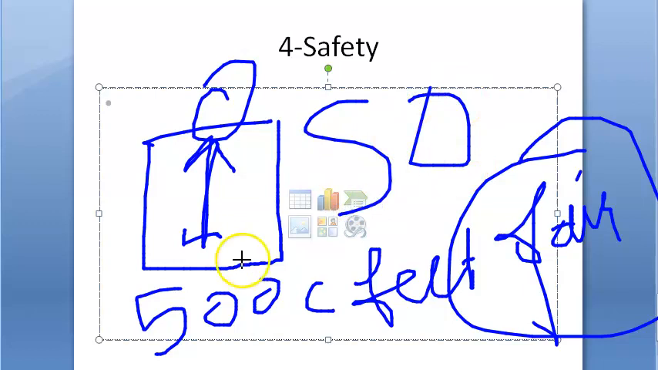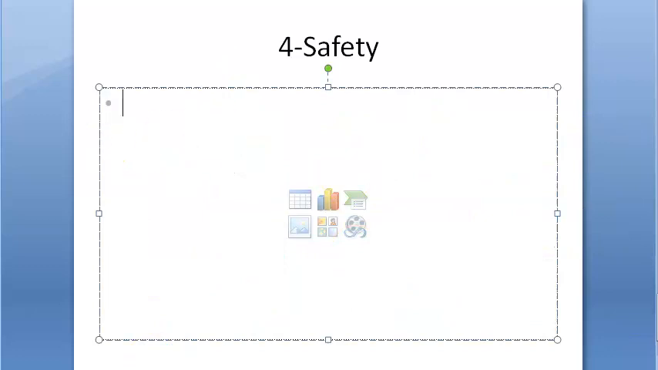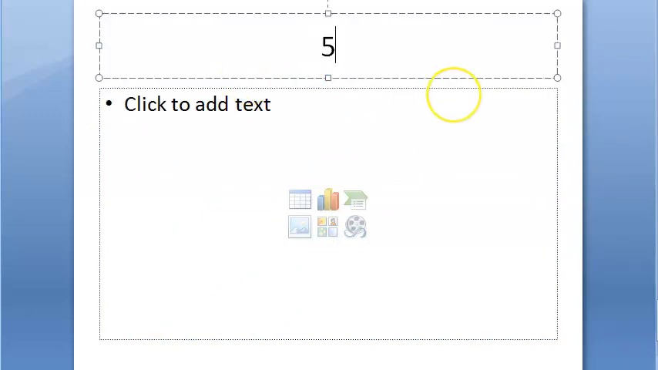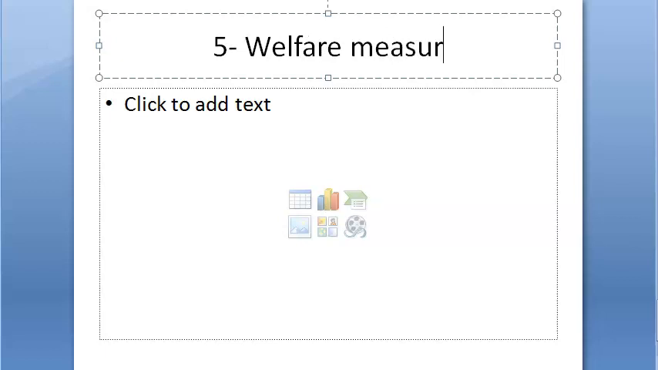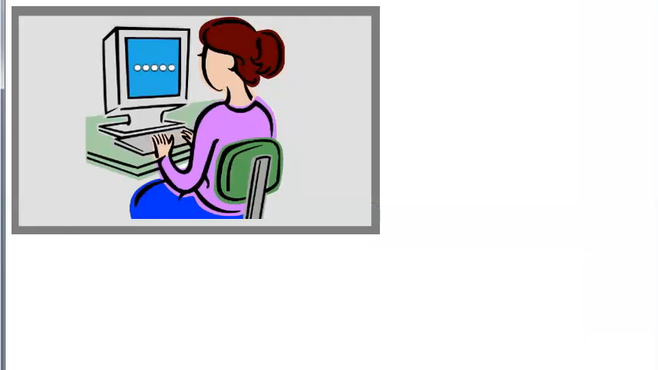Okay. Then let us move on to the fifth chapter, guys. Fifth chapter is what? Welfare measures. So do you want a break? Take a deep breath. We will continue with welfare measures. Good. So if you have taken a break, let us go to welfare measures.